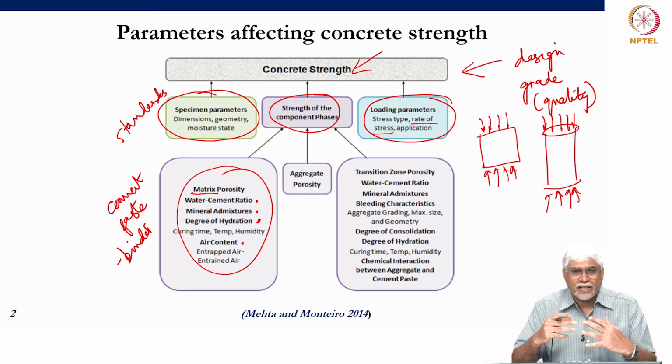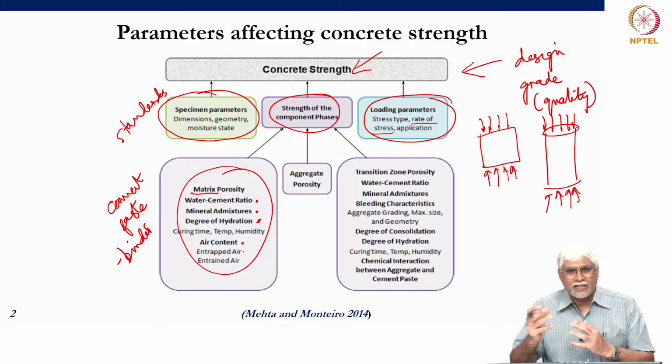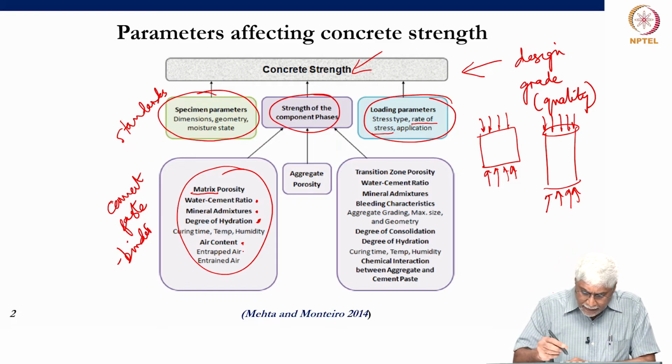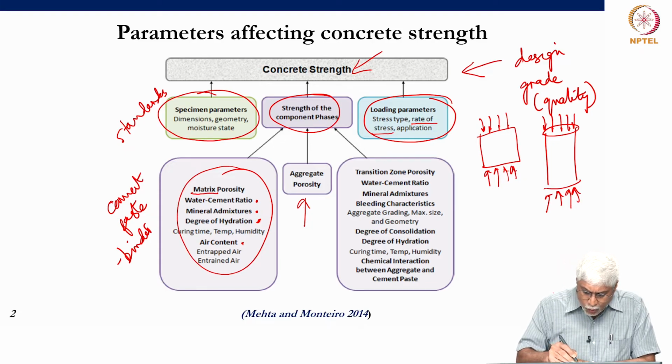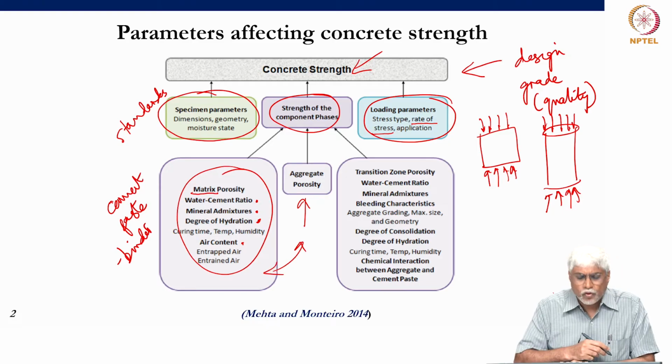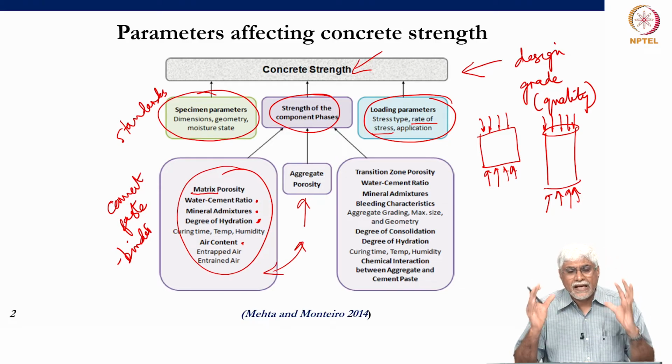We would always choose aggregates that are stronger than the matrix in order to get good quality concrete. In some cases, we intentionally choose aggregates which are lighter, porous, for other reasons. But normally, in general concrete, the aggregate is stronger than the hydrated cement paste, the binder. So as I said, the aggregate also matters. Generally, we would choose a strong, stiff, low porosity aggregate in order to get good strength and durability in the concrete.